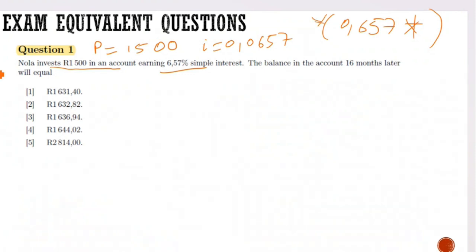Okay, the balance in the account 16 months later, we are asked to find our S. Look at the time here. The time is not written in terms of a year. So now we are going to have 16 divided by 12, so then you can have an equivalent amount, which is in years. I'm not going to calculate the answer here, guys. I just want to show you how you extract and simplify your mathematics from the context.